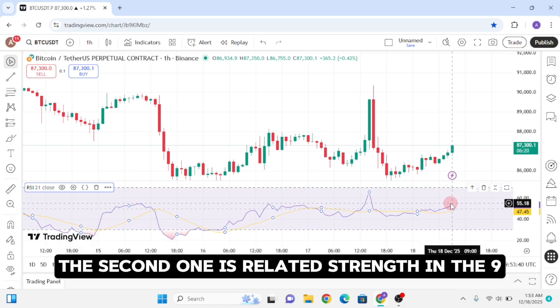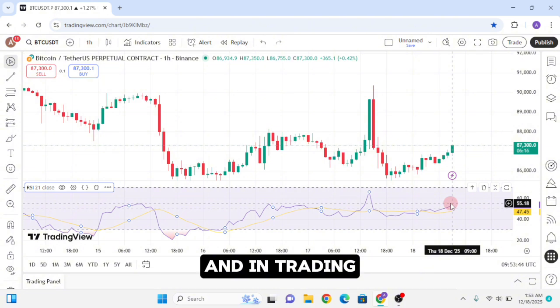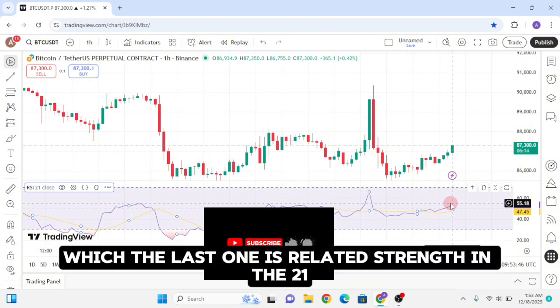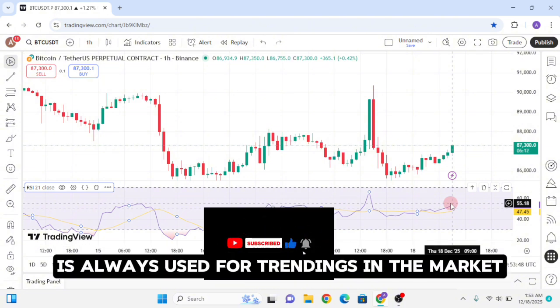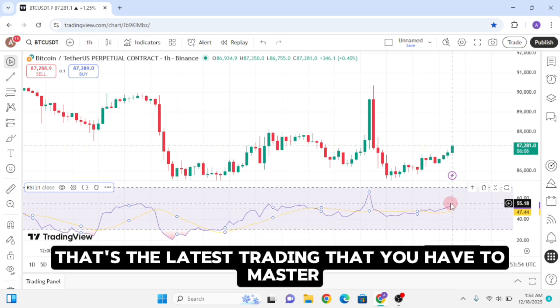The second one is relative strength index 9, which is only used for scalping in trading. The last one is relative strength index 21, which you are seeing is always used for trending in the market. So there are pro strategies for relative strength index that you have to master.